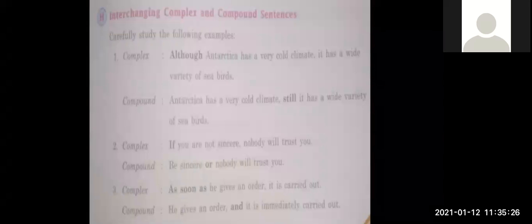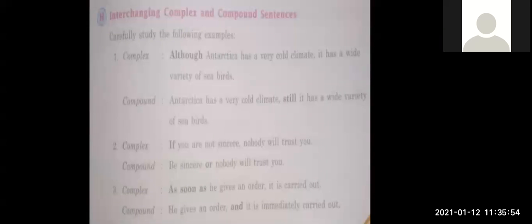See the next example. As soon as he gives an order, it is carried out. So we are converting the sentence. He gives an order and it is immediately carried out. Now you can see "as soon as" is removed, and we wrote straight: he gives an order, and that's the coordinating conjunction. It is immediately carried out.